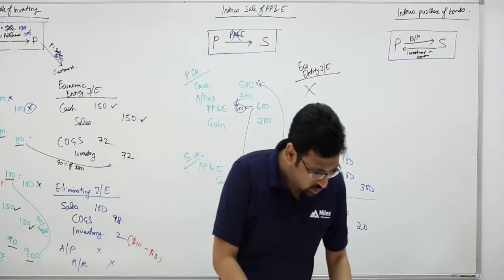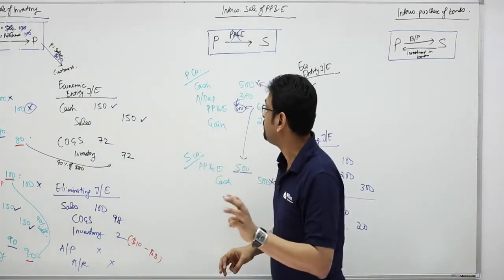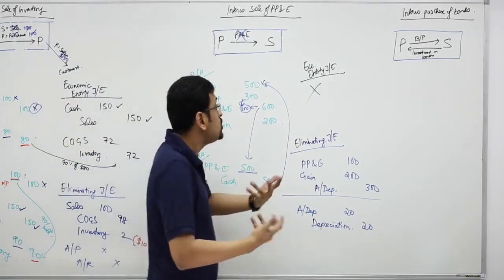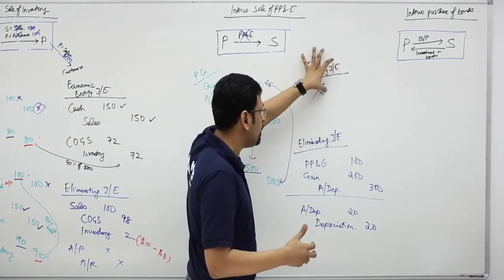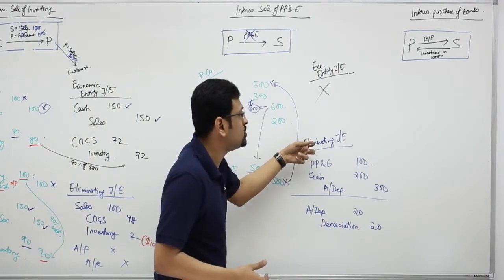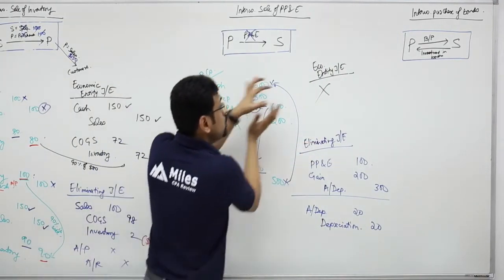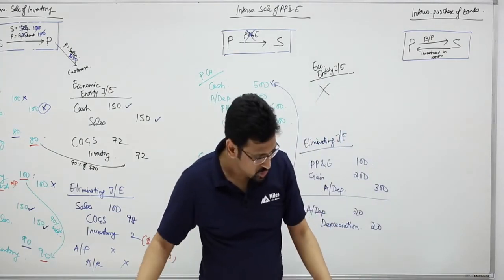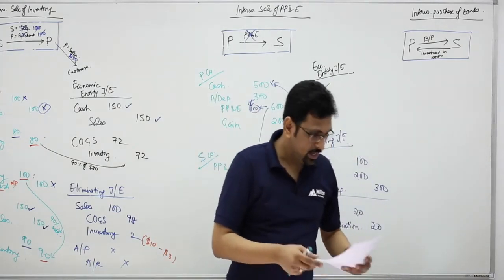So let's look at the journal entries. We look at it in three ways, guys, 3 steps. Number one, we look at what happened on the parent's and the subsidiary's books. Then what should have happened had it been one economic entity, and what's the eliminating journal entry which will make us go from here to here. So first we're looking at this example here.